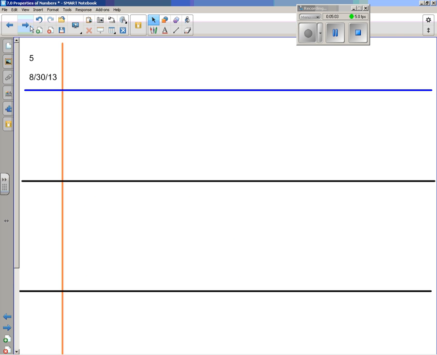I would like you to please start a new page in your notebook. This is going to be page 5. Make sure you are using the fronts and the backs of every page in your notebook, or else you are going to run out way too fast. For this one, at the top of the page, I want you to write properties of multiplication.